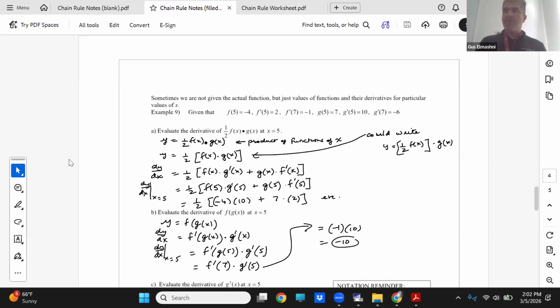I didn't ask these questions on our last test because we didn't do chain rules, so I didn't feel like we were ready for that. But now I have more options, more flexibility here.